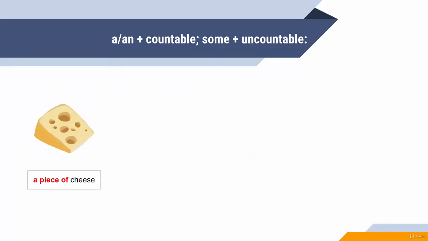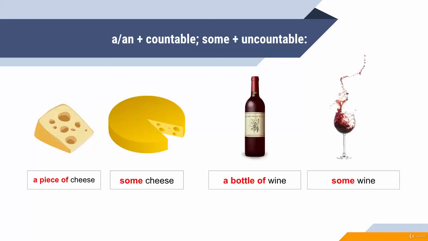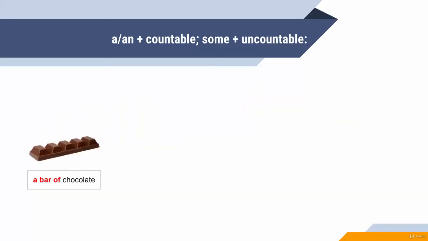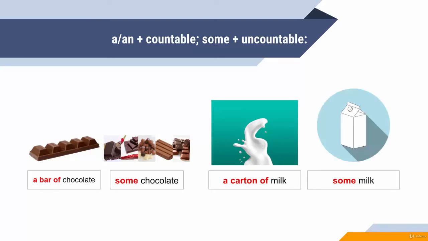After that, if you speak about cheese, a piece of cheese, some cheese. So some, when you don't want to say how much exactly, you just mean some. A bottle of wine, some wine, same logic. Or a bar of chocolate, some chocolate. Okay? All of these please write down and memorize. You will need them all the time while you're using English. It means all the time, really.